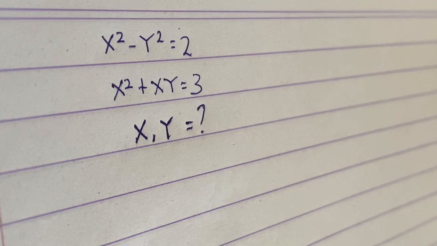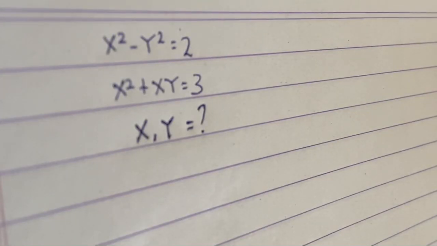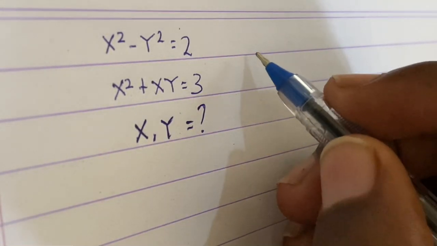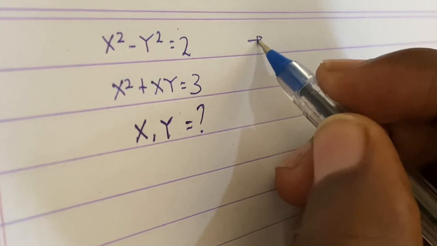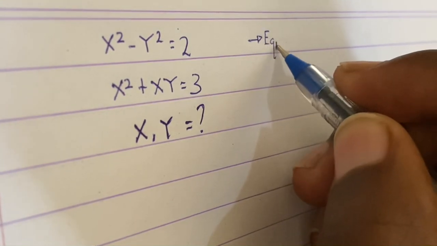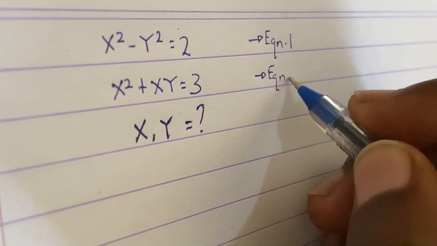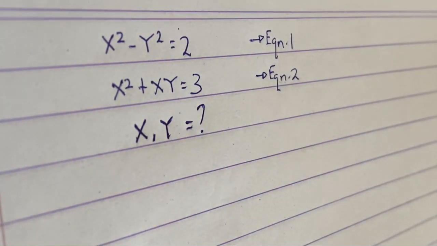We're going to find the values of x and y given x squared minus y squared is equal to 2 and x squared plus xy is equal to 3. So the first step is to label our equations, equation 1 and equation 2.